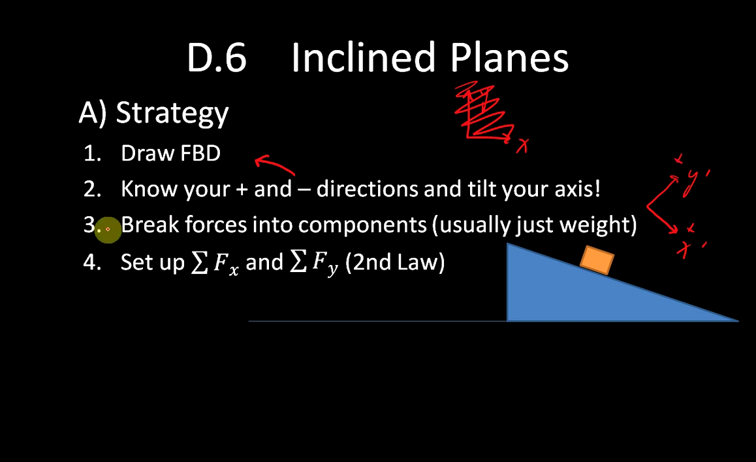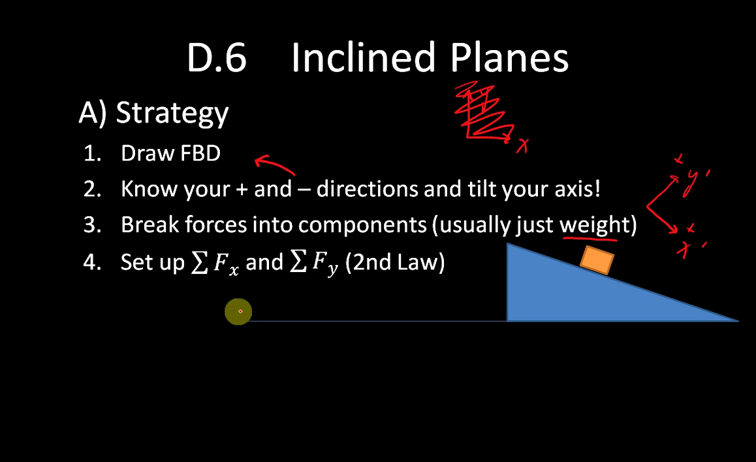All right. Step 3, we've seen this before. Any force that is not acting in our coordinates, now down the ramp and perpendicular to the ramp, we're going to break into the x prime piece and the y prime piece. Usually, the nice thing about using these coordinates is this is almost always just the weight of the object. So instead of breaking 2 or 3 forces down, we only have to break 1 down.